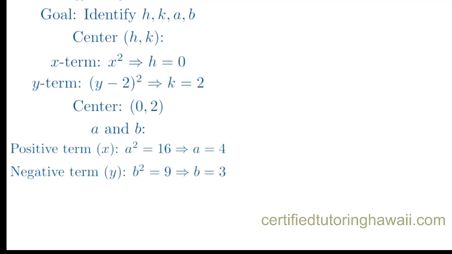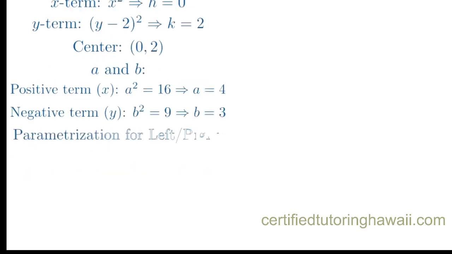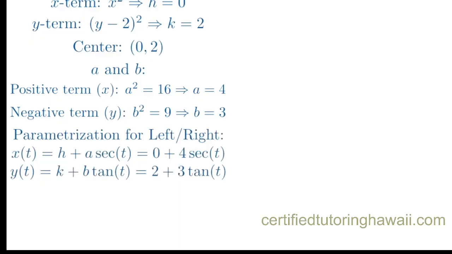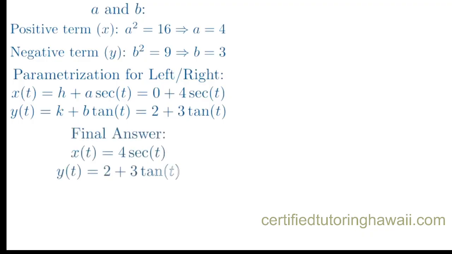This hyperbola opens left and right, so we use the secant-tangent form. Plugging our values in, we get x equals 0 plus 4 secant t and y equals 2 plus 3 tangent t. The final parametrization is x equals 4 secant t and y equals 2 plus 3 tangent t. Remember that this parametrization will trace both branches of the hyperbola.